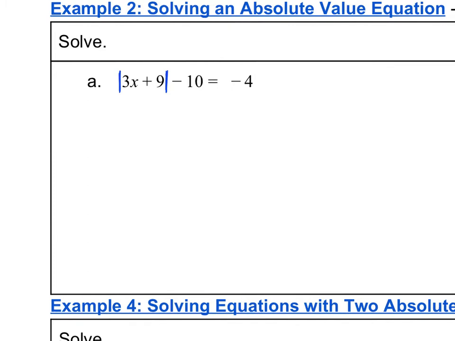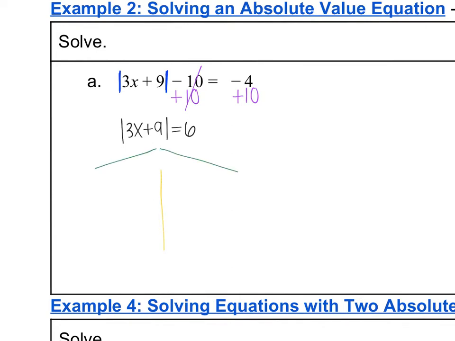So first we have to isolate the absolute value by getting rid of anything on the outside. What's on the outside is -10. How do we get rid of -10? We do the inverse, which is add 10 to both sides, always to both sides. Now the absolute value, 3x plus 9, is by itself. But now it's equal to a positive, so we actually can solve this one. So be careful there. So now let's go ahead and solve this.